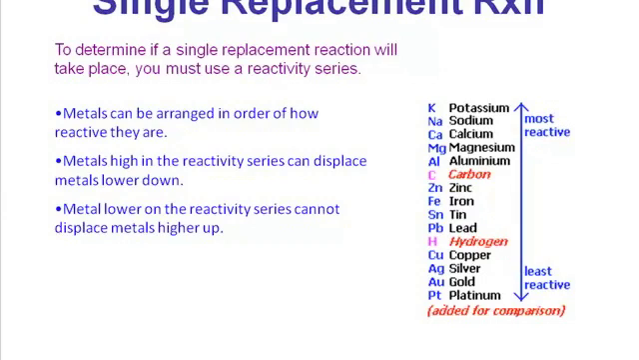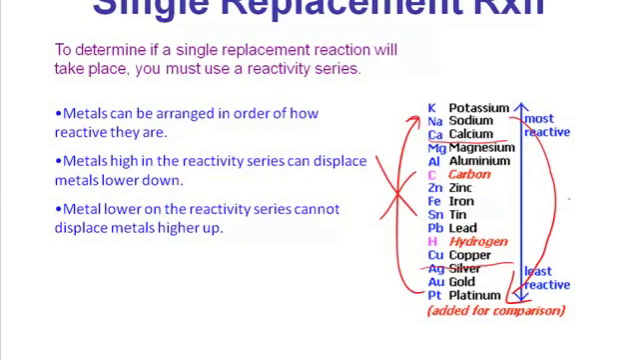Here's an example. Potassium, sodium, and calcium are all really high. Silver, gold, and platinum are really low. So anytime these metals try to replace metals up here, it does not happen. But metals up here can replace anything below them.